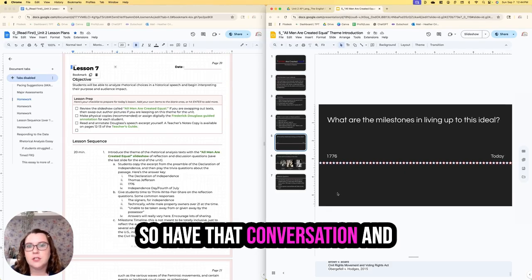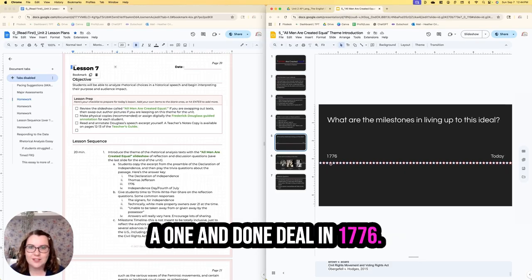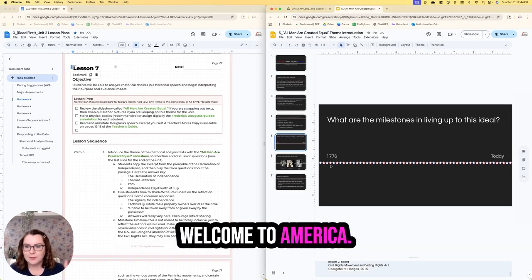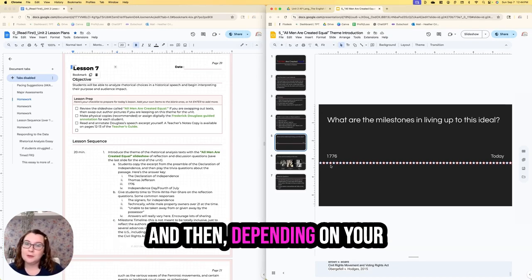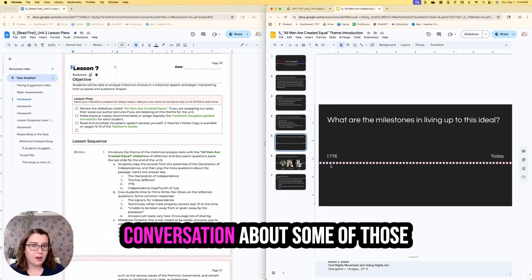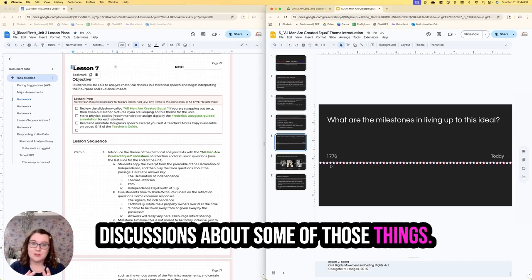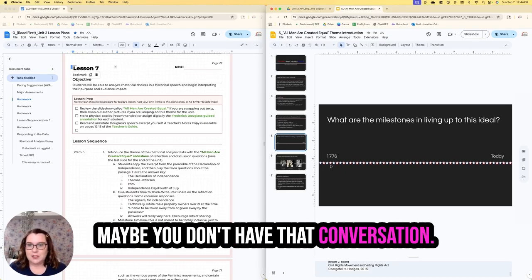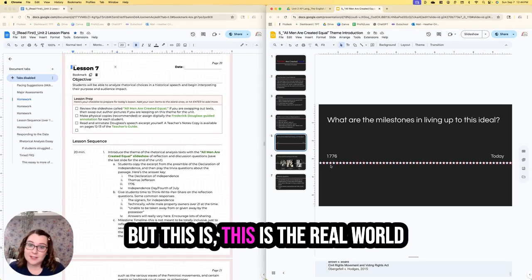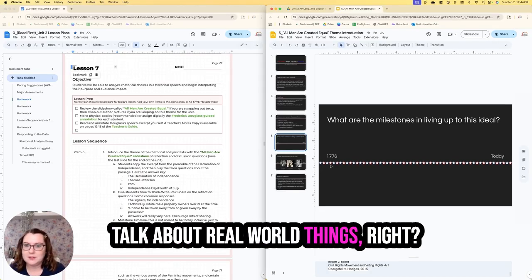So have that conversation and just point out that this was not a one and done deal in 1776. It was not like, boom, everyone's equal, welcome to America. It is an evolving process in progress. And then depending on your teaching context, you might have the conversation about some of those things rolling back a little bit, and maybe you don't have that conversation, but this is the real world, and this is AP Lang, and we try to talk about real world things, right?